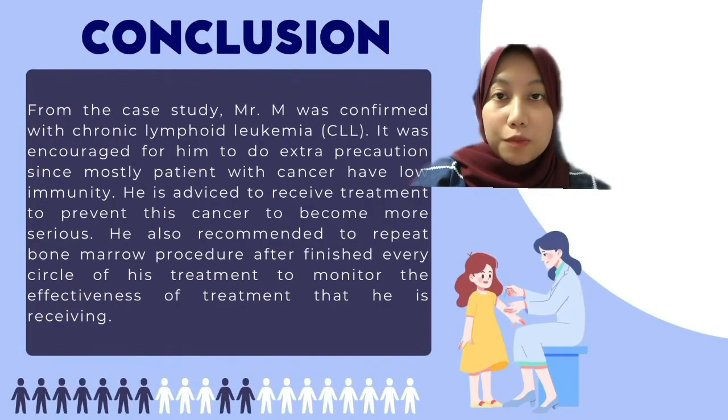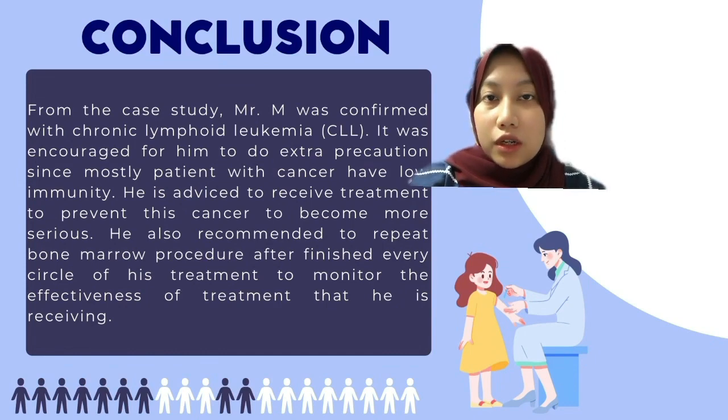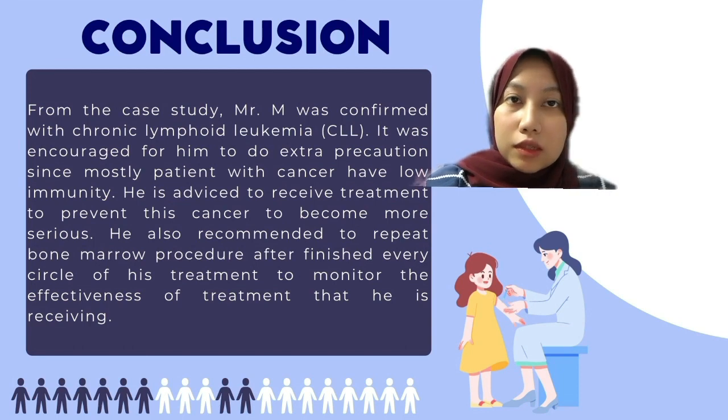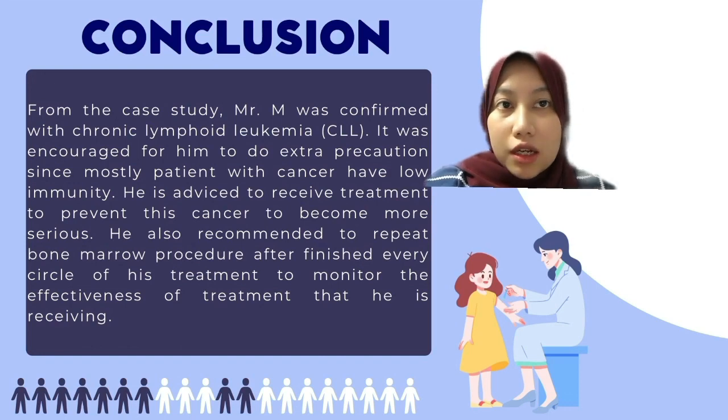From the case study, Mr. M was confirmed with chronic lymphoid leukemia. It was encouraged for him to take extra precautions since most patients with cancer have low immunity. He is advised to receive treatment to prevent his cancer from becoming more serious. He is also recommended to repeat the bone marrow procedure after finishing every cycle of his treatment to monitor the effectiveness of the treatment that he is receiving.